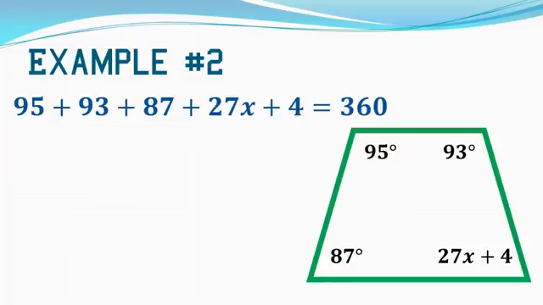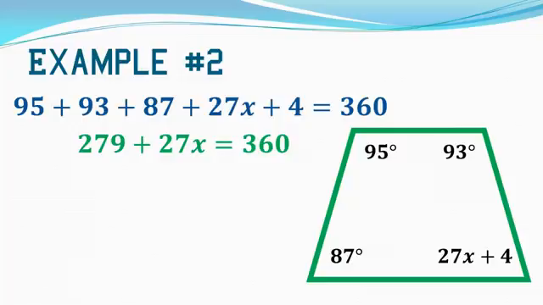In this case, keep in mind, what does x stand for? X does not stand for a full angle measure. It stands for a variable within an expression that represents an angle measure. 27x plus 4 equals something. So I'm going to solve for x first. I'm going to combine all my like terms. 95 plus 93 plus 87 plus 4 gives me 279 plus 27x. That didn't combine with anything.